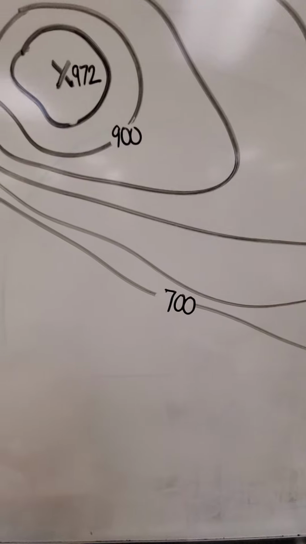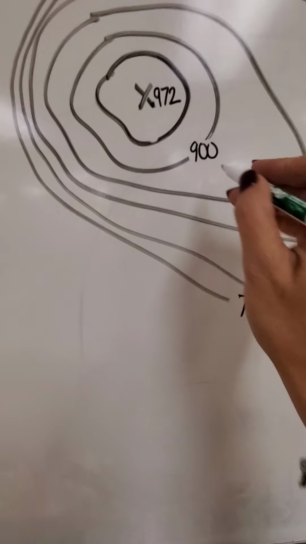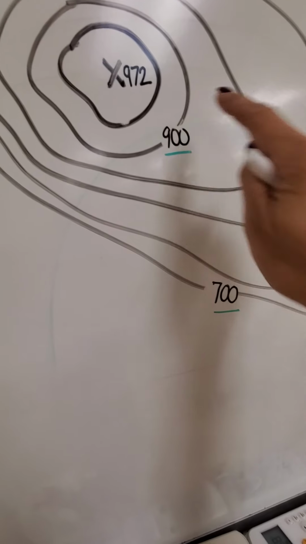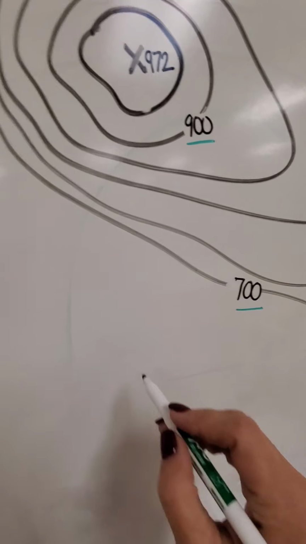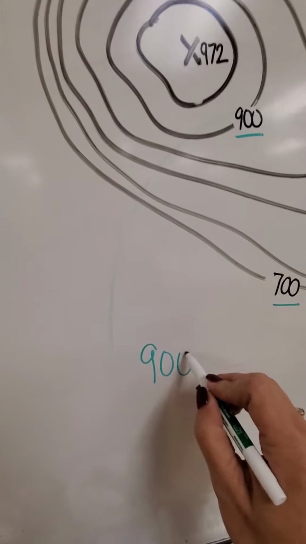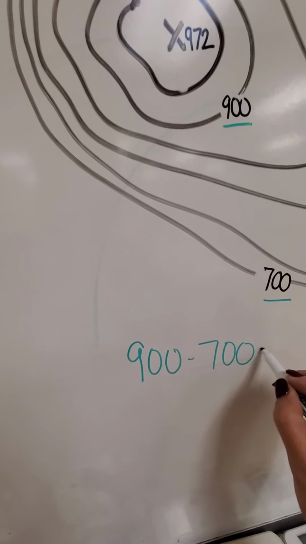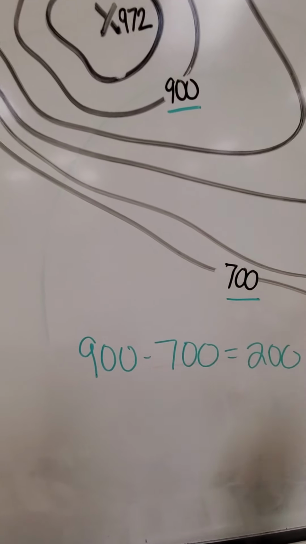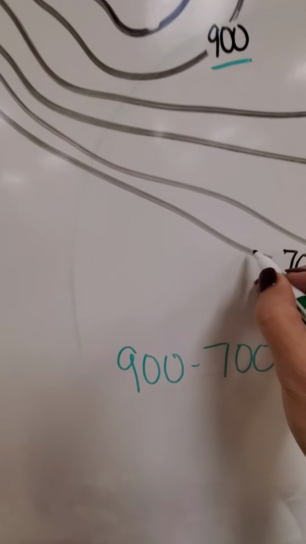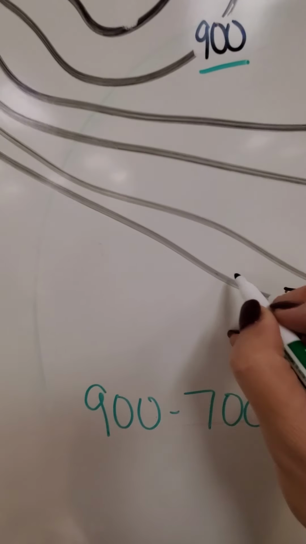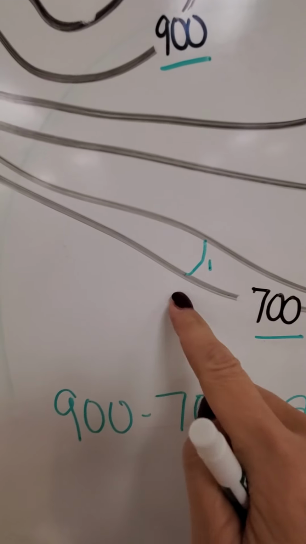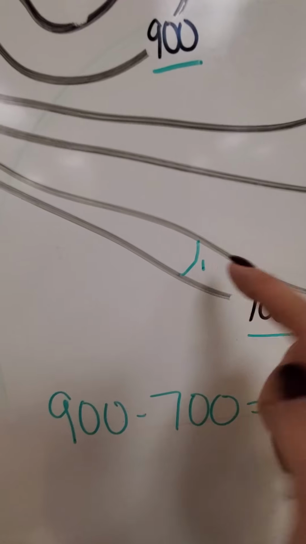But to figure out that interval itself, this is how you do it. You take your two known elevations. I know this is 900 feet. I know this is 700 feet. You take your 900 minus 700, and you get 200. So you know from here to here, it's 200 feet. Then you have to count how many intervals. Well, this was my first line, right, that has 700 feet. So from here to here, that is one interval, the distance between two contour lines.